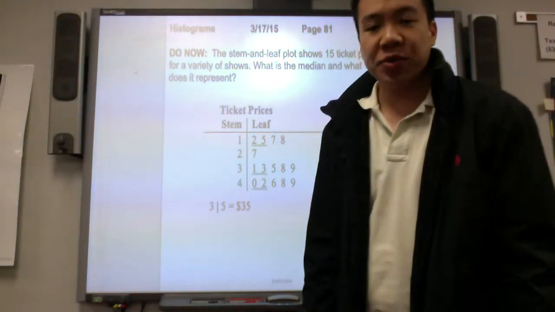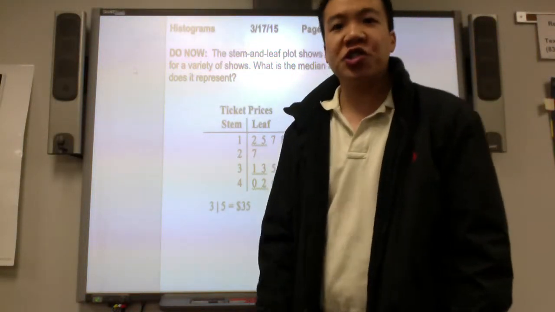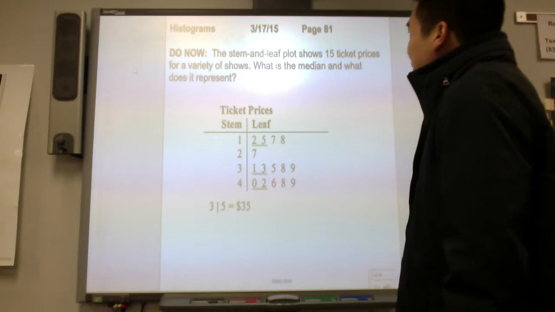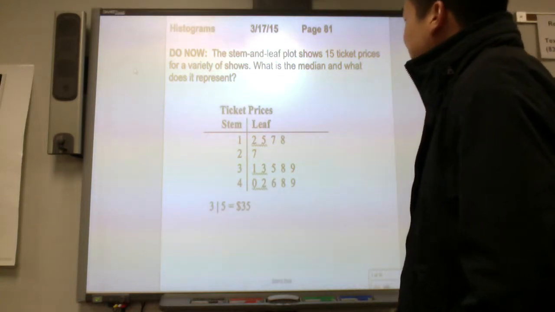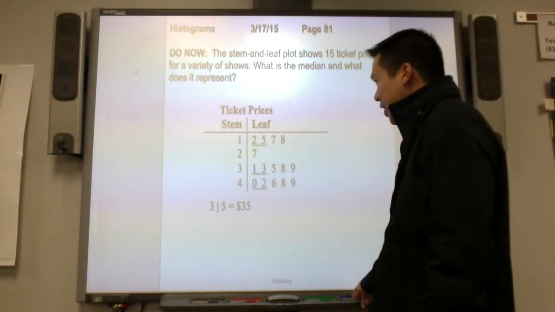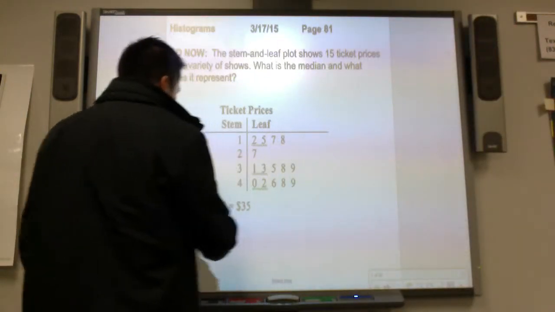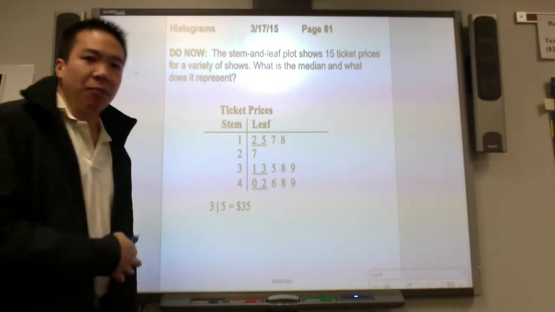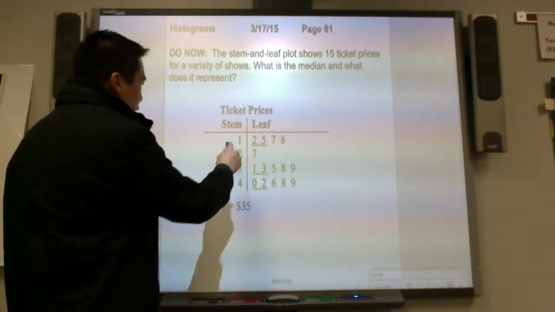About histograms. So let's go over our previous lesson on stem and leaf plots. The stem and leaf plots show 15 ticket prices for a variety of shows. What is the median and what does it represent? So, before I do that, let's represent the data from minimum to maximum, from least to greatest.